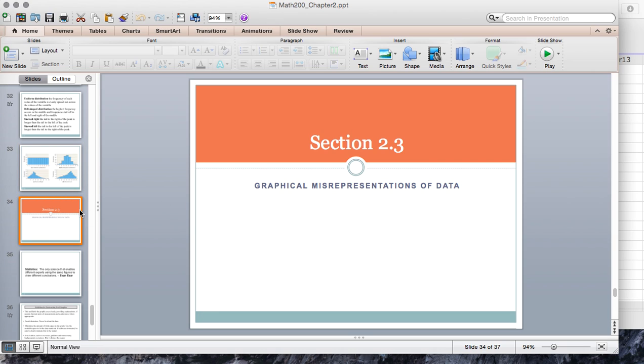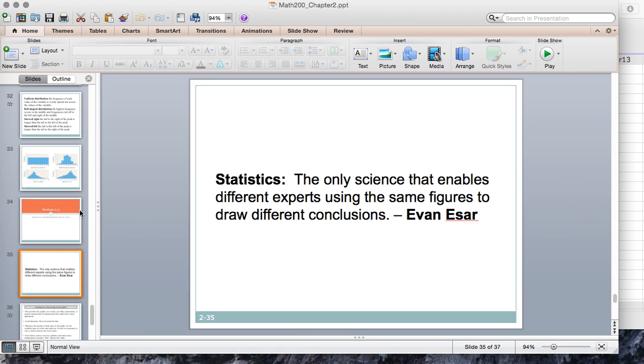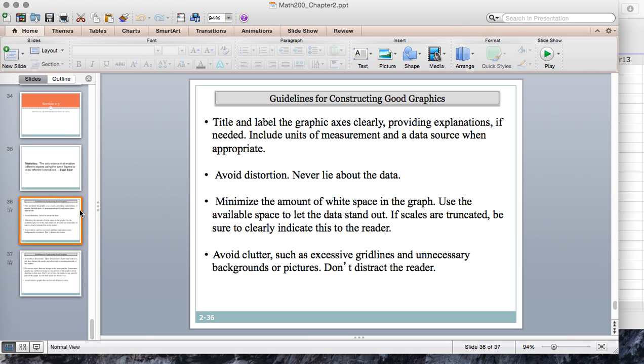All right, last section for today is section 2.3, which talks about graphical misrepresentations of data. So this is kind of a fun little quote here. Statistics, the only science that enables different experts using the same figures to draw different conclusions. And this is one really important thing that I want you to get out of this class, is that statistics can be used in a lot of great ways, and it can also be used to kind of manipulate, okay?